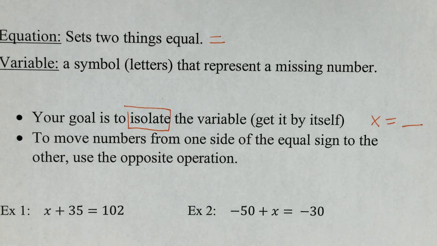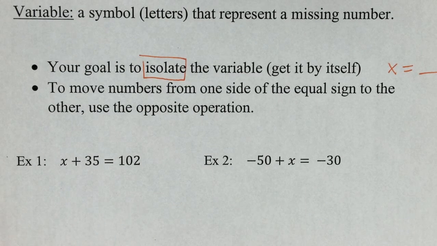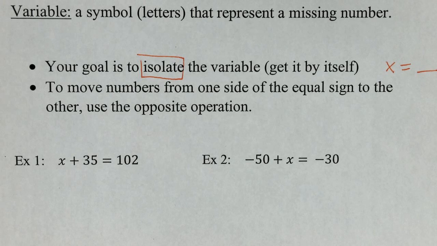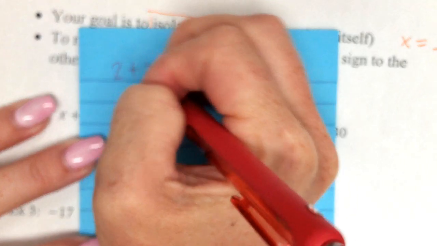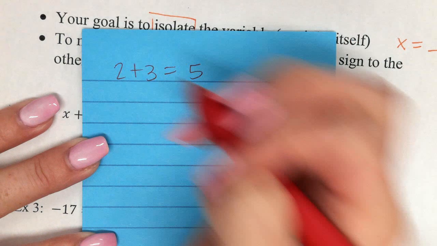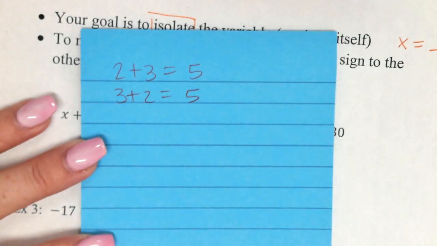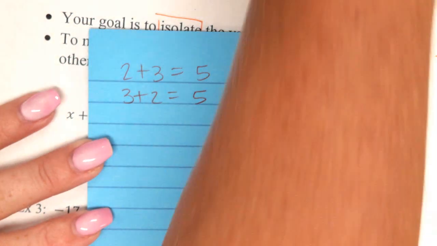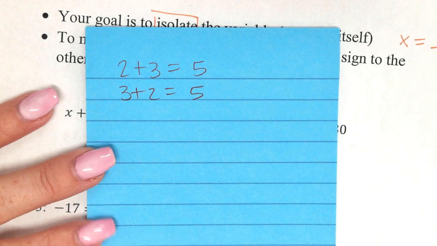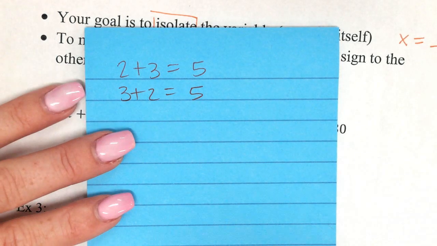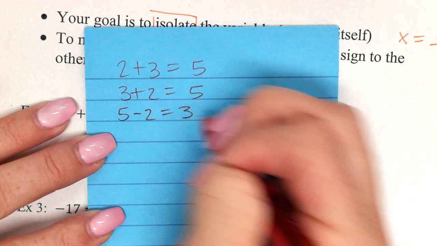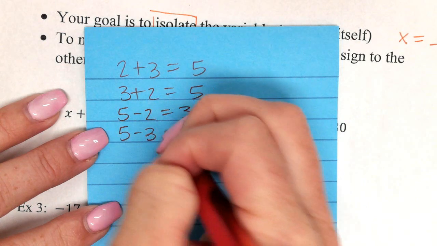Okay? Now, here's the most important part of today that you need to understand. You can move numbers from one side of the equal sign to the other. Okay? It's kind of like a fact family. So I'm going to show y'all. Everybody look up here. Y'all all know that 2 plus 3 is what? 5. You can also say 3 plus 2 is 5. Did I change anything? I did. What did I change? I changed the order, right? What else could I say as a fact family to make this true with these three numbers? 5 minus 2 is 3. And 5 minus 3 is 2.